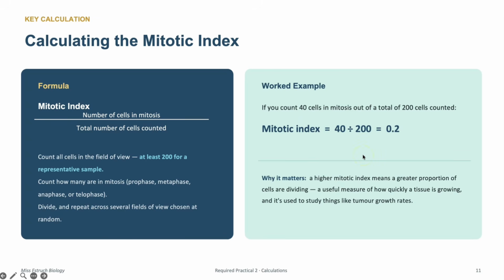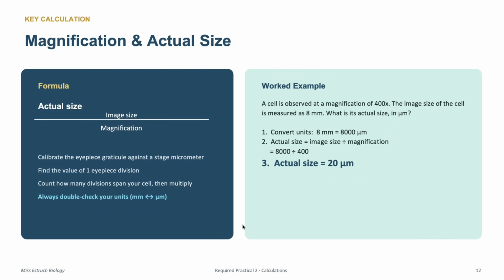But the graph doesn't even mention interphase. What they were testing you on was if 0.2 of the cells are in mitosis, the rest of the cells are in interphase. So in this case, that would mean 0.8 are in interphase. Now it could also link to the magnification skill.